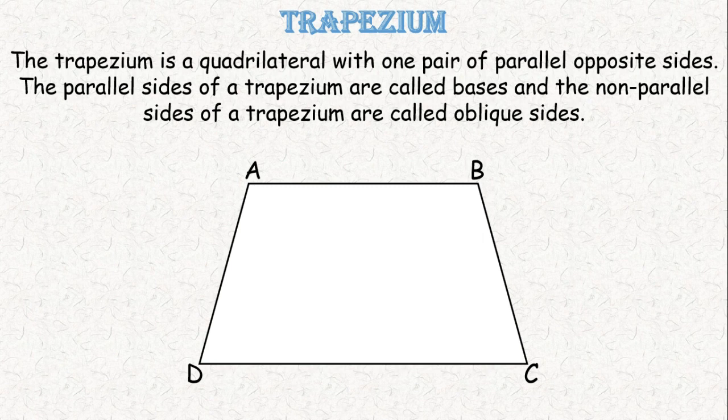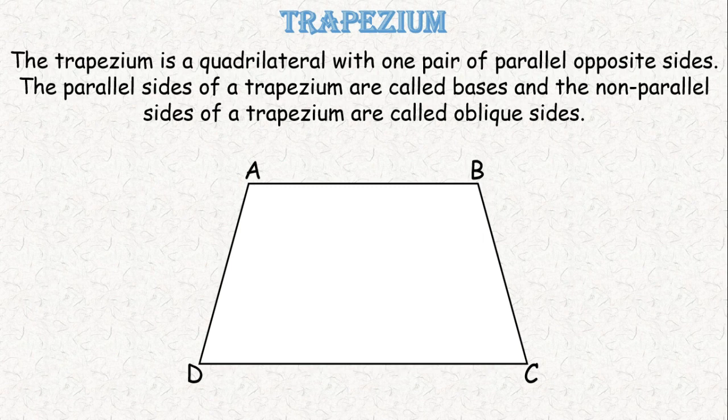Today we are going to learn the next shape in the quadrilaterals in geometry. That's trapezium. Now what is trapezium and how are its area and perimeter based on its sides? So let's learn about it. Now what is trapezium? Trapezium is a quadrilateral with one pair of parallel opposite sides.